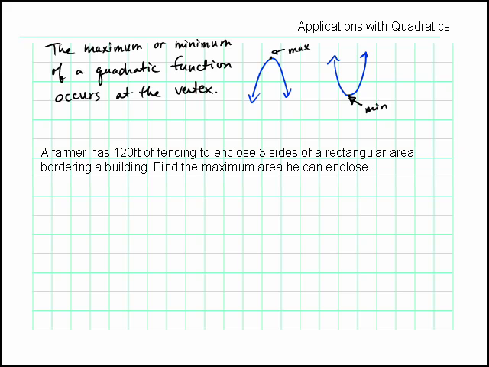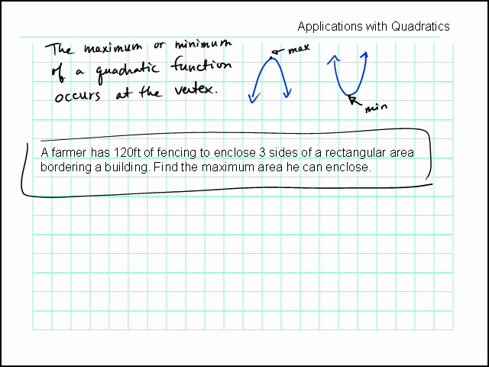As our first example, let's look at this problem. A farmer has 120 feet of fencing to enclose 3 sides of a rectangular area bordering a building. Find the maximum area he can enclose. So we have a situation like this.